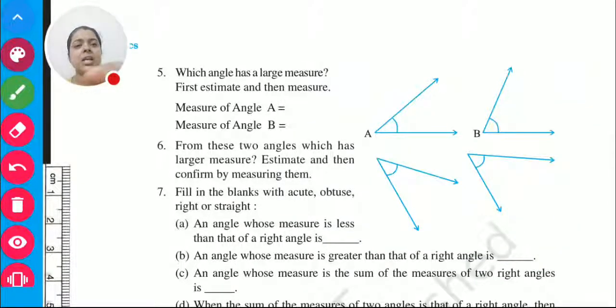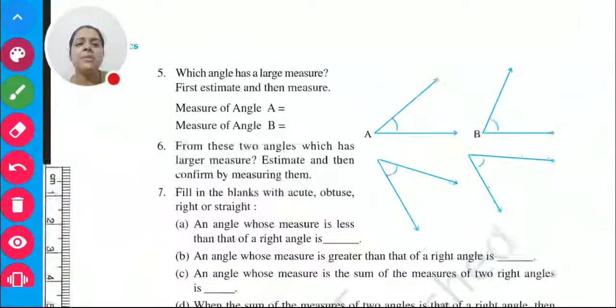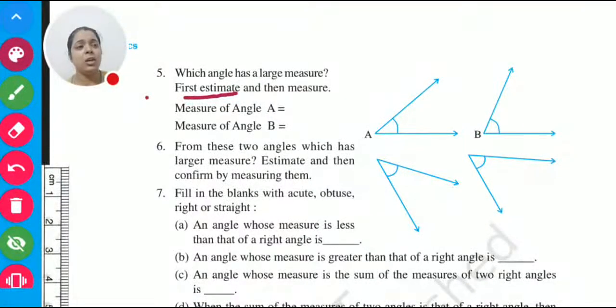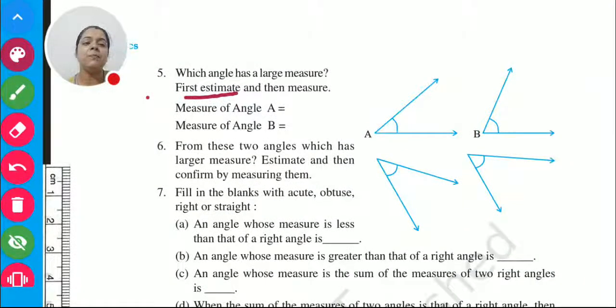Because it is telling the first estimate. First estimate. What does it mean by estimate? Means you just need to check it. You have to go through. You have to observe it. Which is correct one.